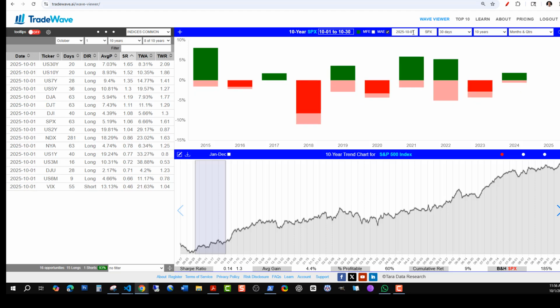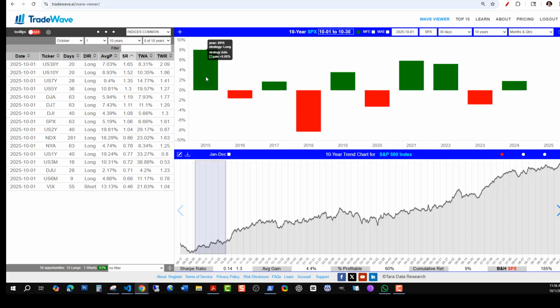Today's October 1st. By default, it shows starting today for the next 30 days. Based for the past 10 years, you can see this has been the gain and loss of S&P 500 from the 1st to 30th of October in the past 10 years.